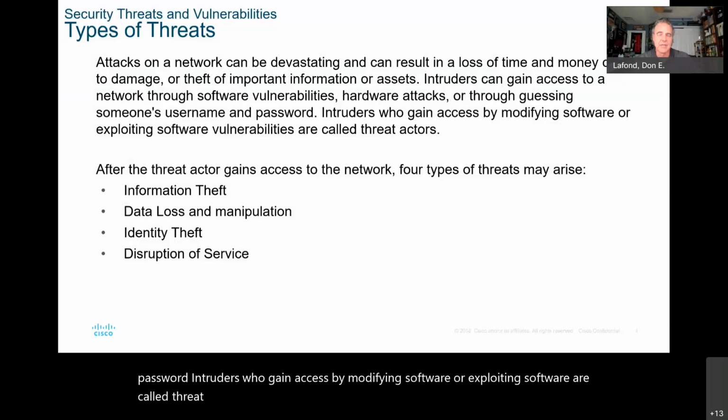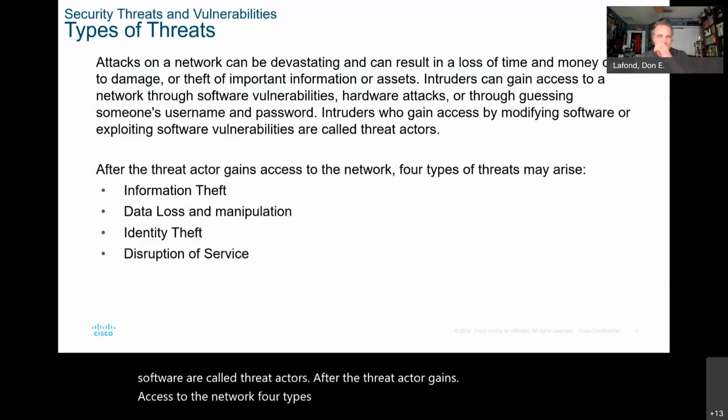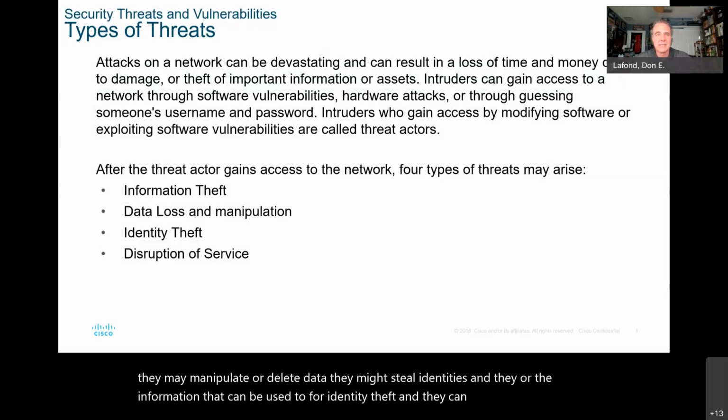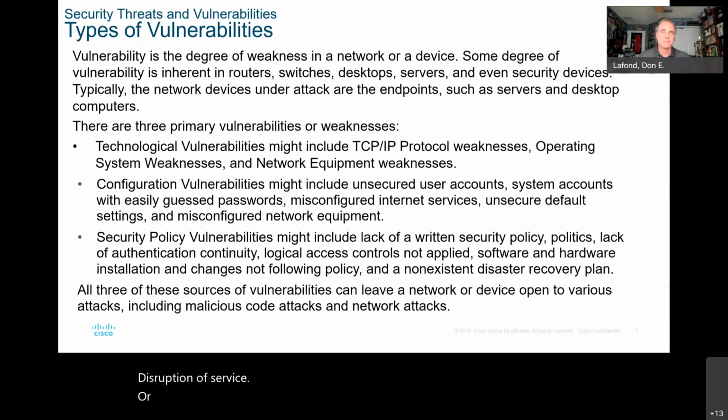After the threat actor gains access to the network, four types of threats may arise. They may steal information, they may manipulate or delete data, they might steal identities, where the information can be used for identity theft, and they can use or create DoS, denial of service, or DDoS, and we'll cover that in a little bit.